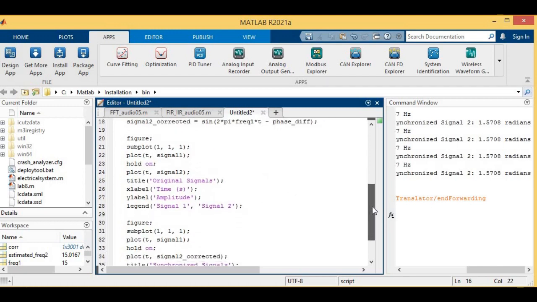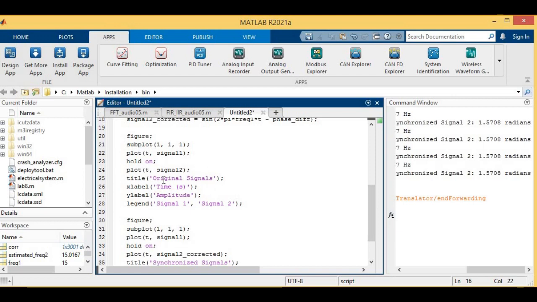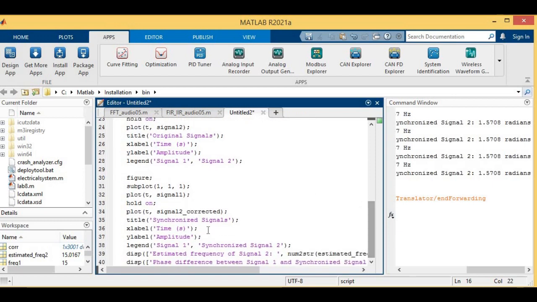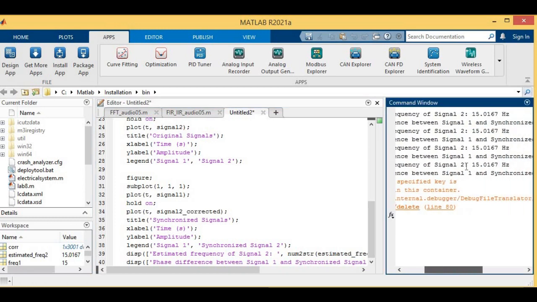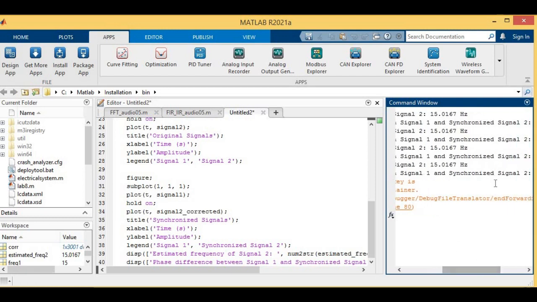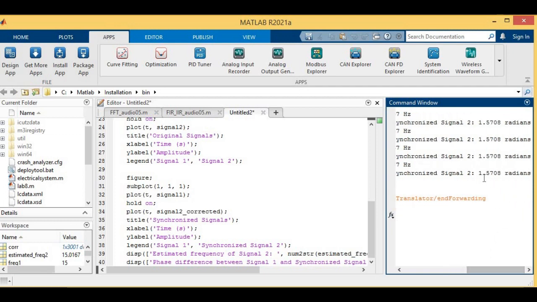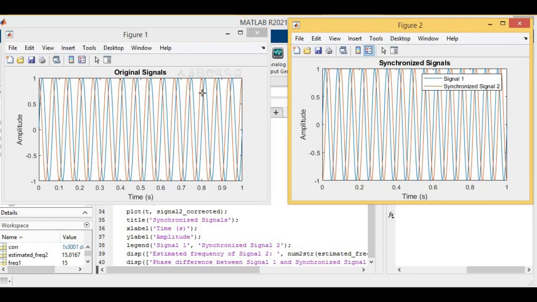To see the graph, we use this code. Figure 1 is for the original signal and figure 2 is the synchronized signal. The frequency of the signal is 50.01 Hz and the phase difference between signal 1 and synchronized signal 2 is 1.75 radians. So we will see the graph. This is the graph of the original signal and the synchronized signal. The first graph is the original signal and synchronized signal. They are slightly different, at this 1.75 radians.